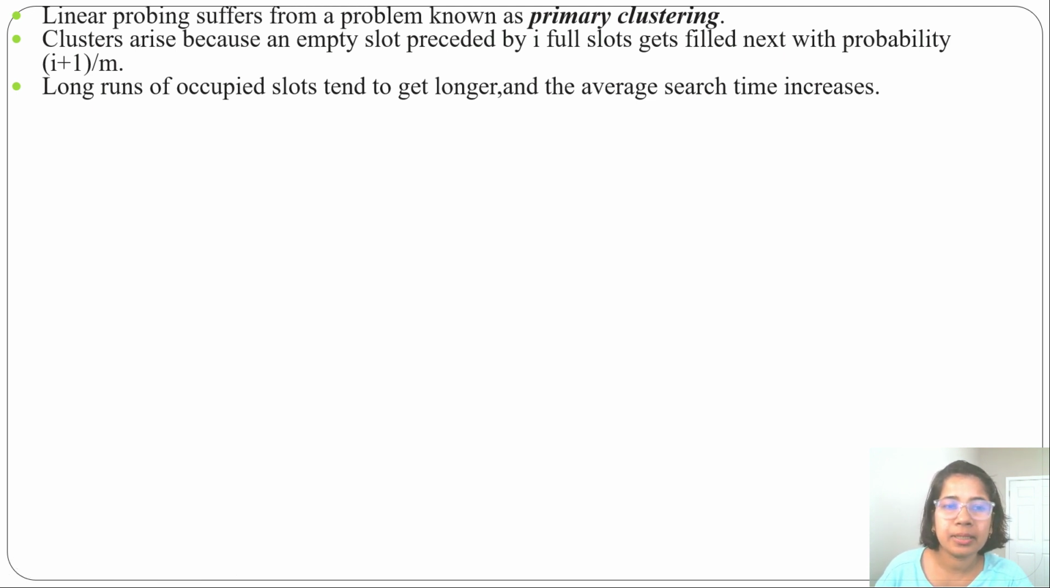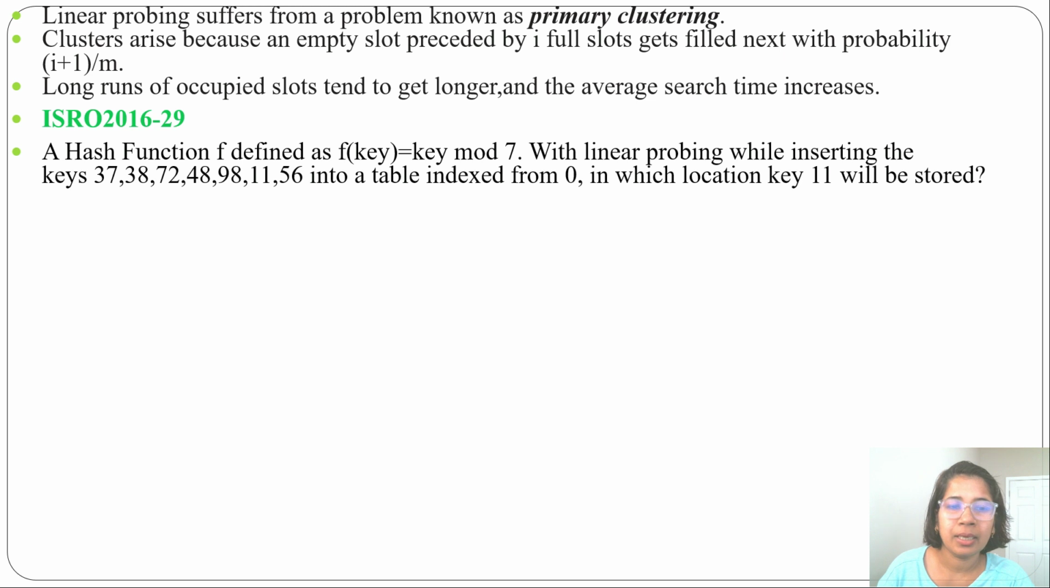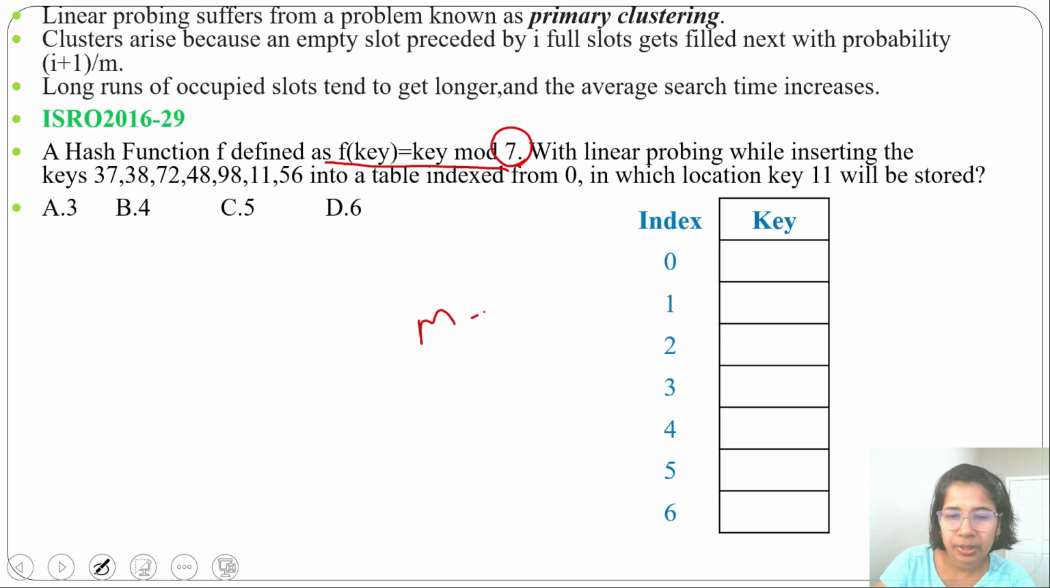Let's see one example. This is a previous question. It was asked in ISRO 2016, question number 29. A hash function f is defined as f(key) = key mod 7 with linear probing, while inserting the keys 37, 38, 72, 48, 98, 11, 56 into a table indexed from 0, in which location will key 11 be stored? Hash function is given. Here mod 7 means table size is 7. So first create the table. M equals 7, so index will start from 0 till 6, 0 till m minus 1.